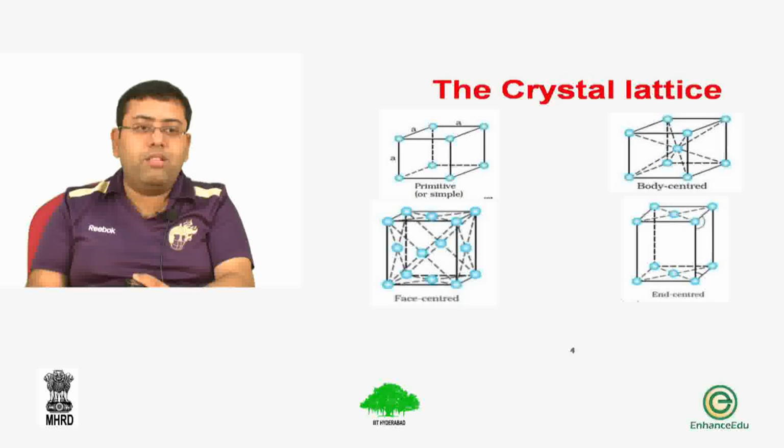Similarly, if we have an atom located at the center of the different faces of the unit cell, then it is called a face-centered cubic unit cell. And then if we have the atoms located only on the two faces opposite to each other, it is called an end-centered cubic unit cell.